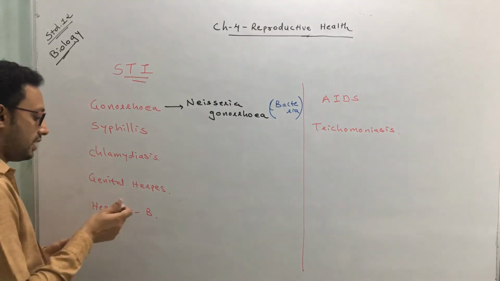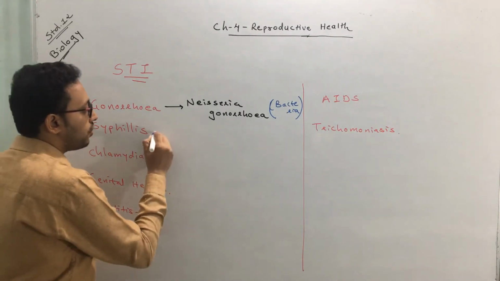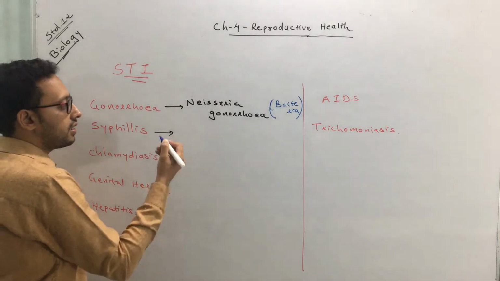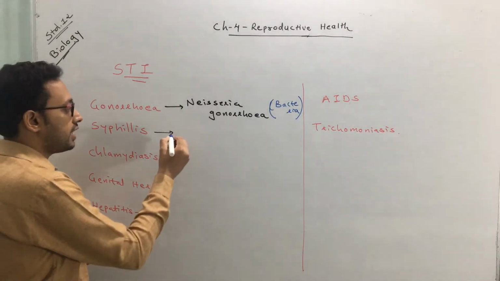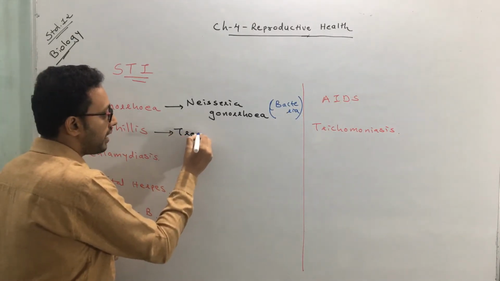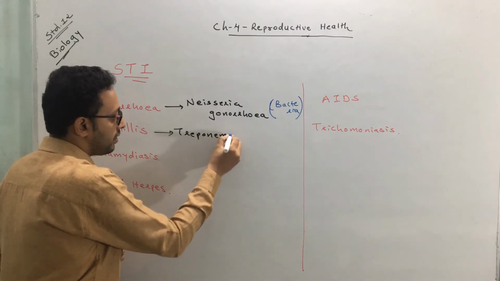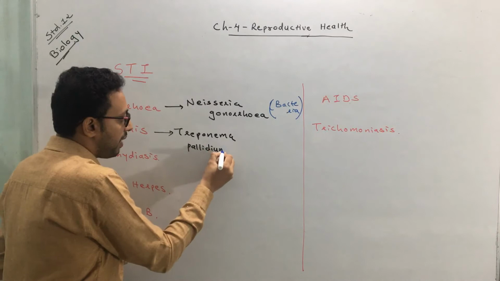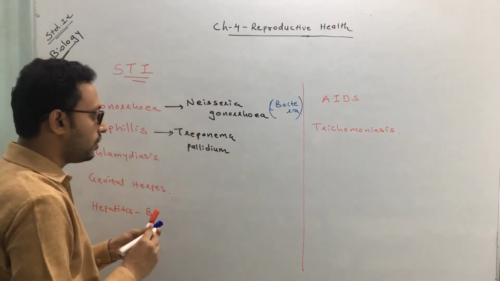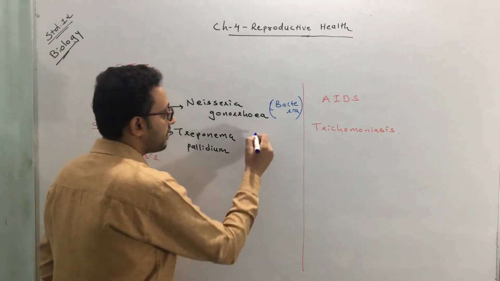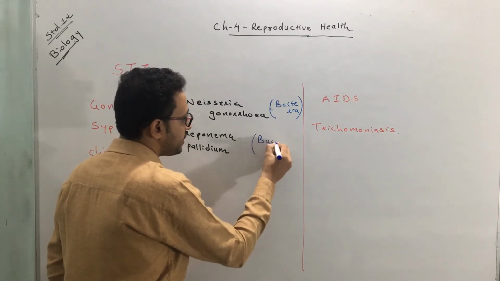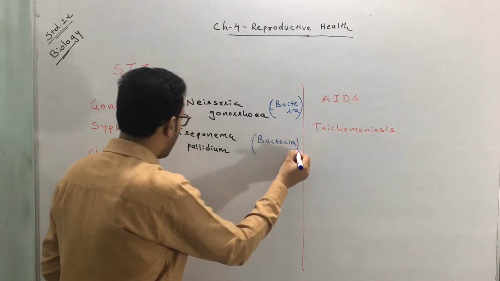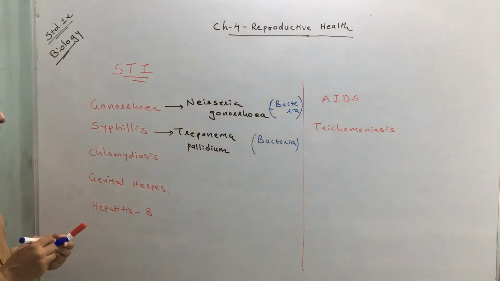Now syphilis. Syphilis is caused by a bacteria, specifically a spirochete. What is the name of this spirochete? It's caused by Treponema pallidum. These are all biological names, and this is also a bacteria. Treponema pallidum is a bacteria by which syphilis can occur.